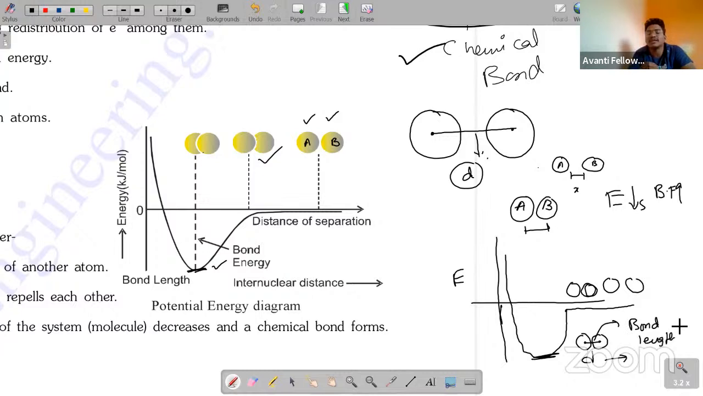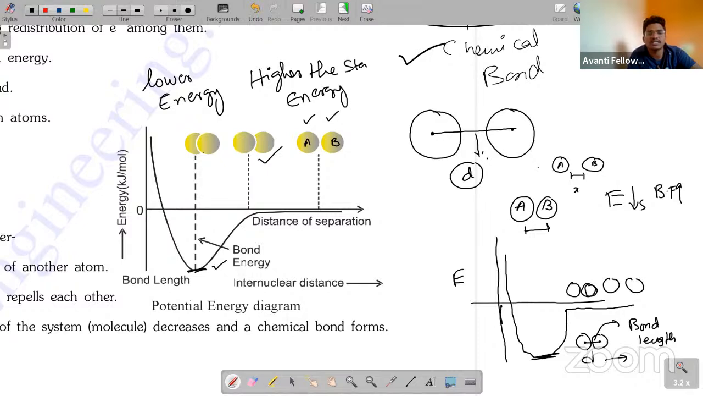Bond length is simply this: whenever two atoms are brought near to each other, there is a force of attraction, and stability develops by releasing energy, so the system is very low in energy. In chemistry, very important: lower the energy, higher the stability. So here both atoms A and B are trying to form a bond.